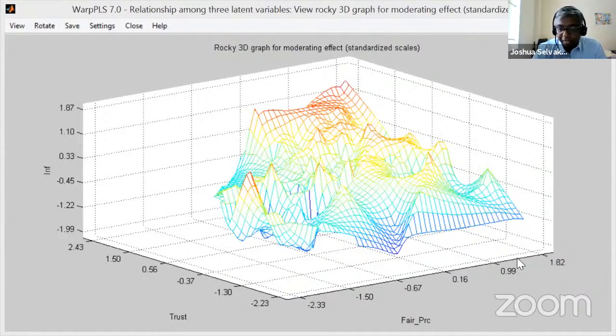You can see fair practice. As fair practice increases, the information flow also increases. So here we have the moderating variable trust. That is why you see, the more trust you have, the better is the information flow. That is why in this 3D graph you can see this mountain side here, this area. So this is how we do modeling.